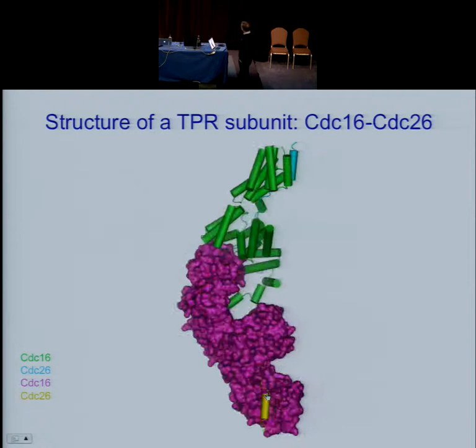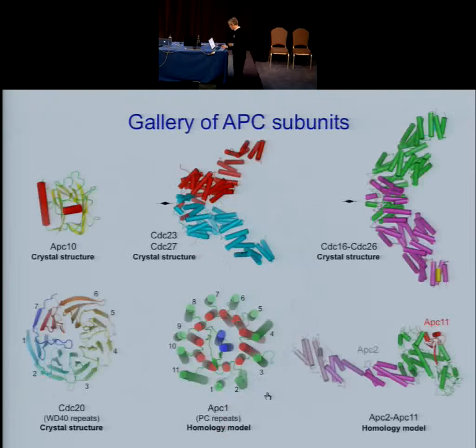This is a gallery of other APC subunit structures. Similar to CDC16, the other TPR subunits, CDC23 and 27, are also homodimers with a V-shaped structure. We also determined structures of APC10 and the co-activator subunits CDC20 and CDH1. For other subunits which we have not yet crystallized, we can derive homology models.